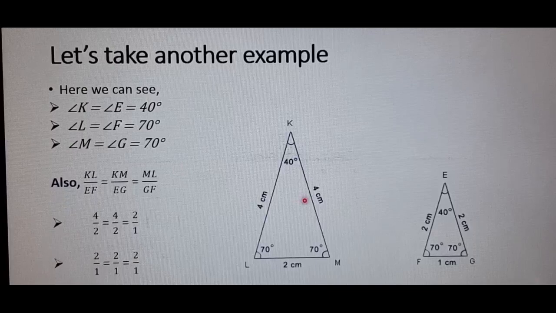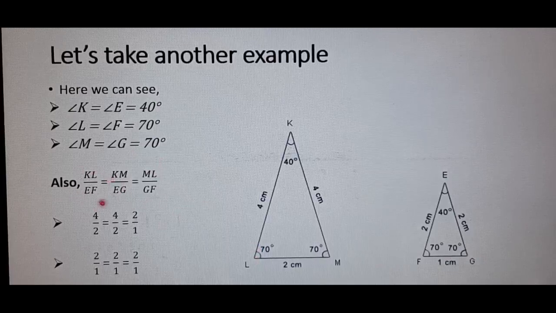Now let's check the corresponding sides. KL, corresponding to KL is EF. So KL upon EF I have written in ratio form. Then KM upon EG, because both of these sides are corresponding to each other. Then ML upon GF. So I have written the sides in ratio form.